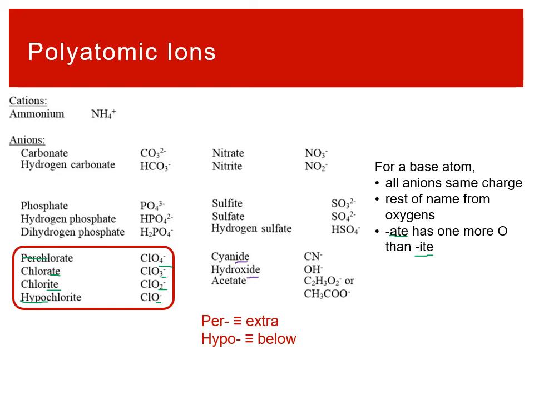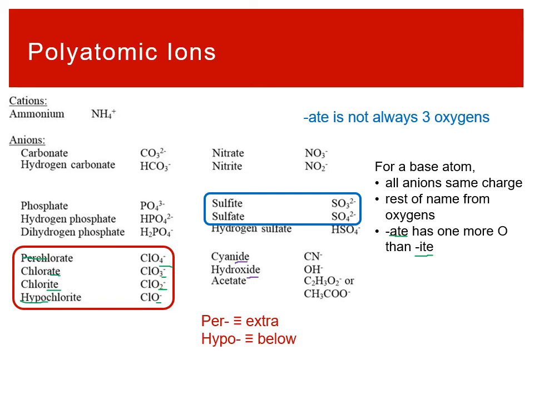So those rules are always the case. Ate always has 1 more than the ite, and per has an extra on top of ate, and hypo has 1 below ite. So it's always per-ate, then just the ate, then the ite, and then hypo-ite.